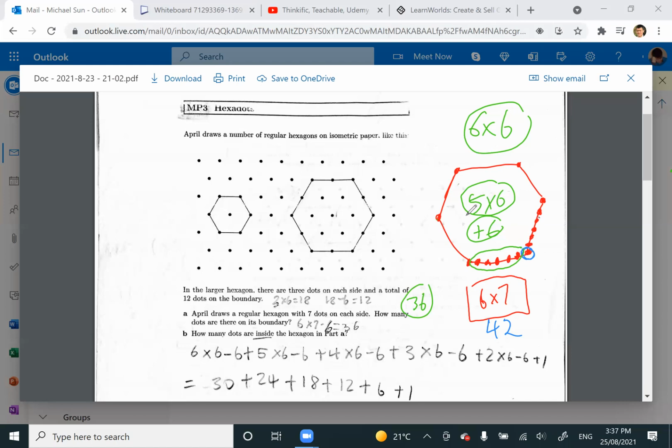Now, how many dots are inside these ones? Inside this one, this is 1 dot. If this one has 1 dot inside, this one has 7 dots inside. So this one probably should have more than 7 dots inside, right?